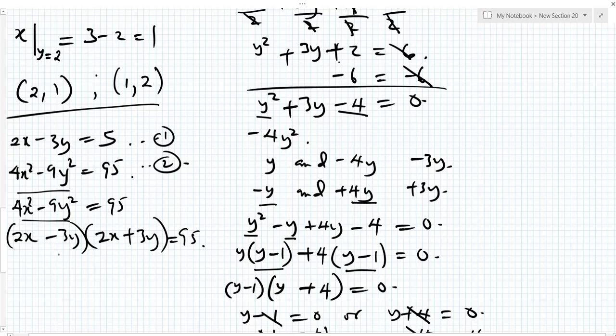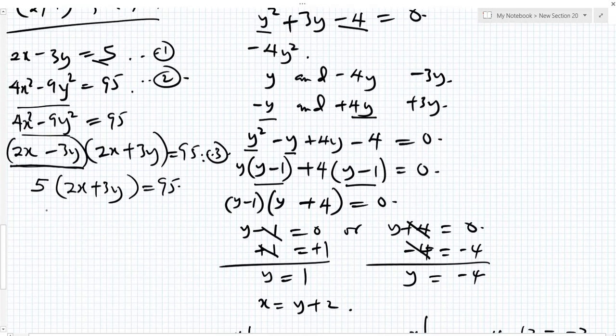Let me call this equation 3. Now this expression is the same as in equation 1. So wherever you see 2x minus 3y, which is equal to 5, you replace it with 5. We will now have 5 times 2x plus 3y equal to 95.